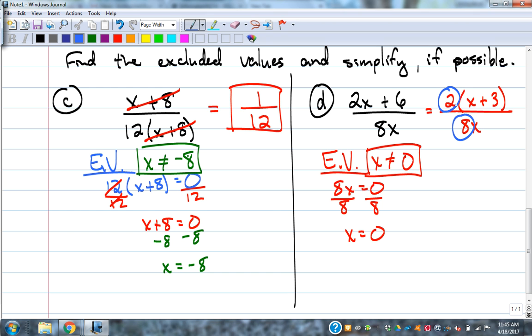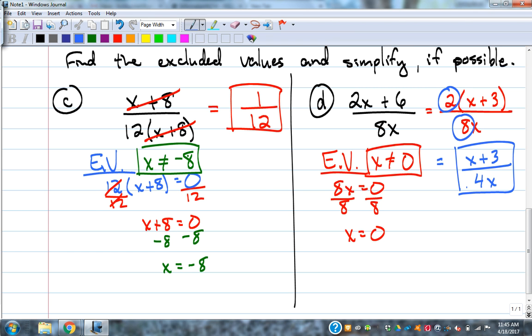Then I look at that and say, oh, I have a 2 and an 8. Both of those are divisible by what? 2. So I'm going to divide them both by 2. And that's going to leave me x plus 3 on the top. Technically, it's 1 times x plus 3, but 1 times something just gives you back whatever you started with. Then on the bottom, 2 goes into 8 how many times? 4, and we still have the x. That is the simplified version of that.